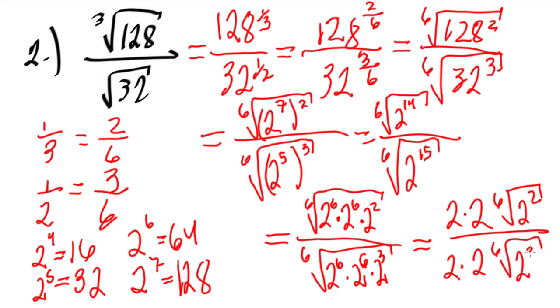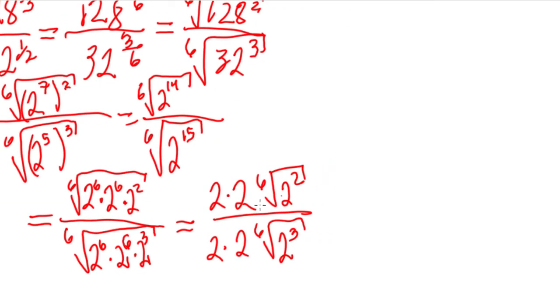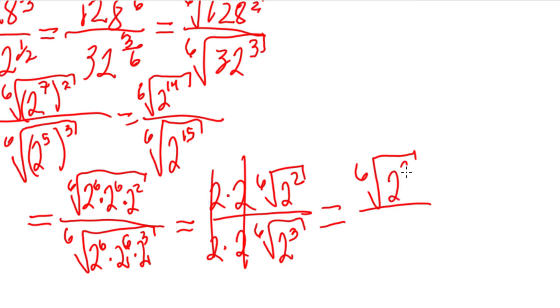The sixth root of 2 cubed. And then clearly we can cancel these 2's here, leaving us with the sixth root of 2 squared all over the sixth root of 2 cubed.